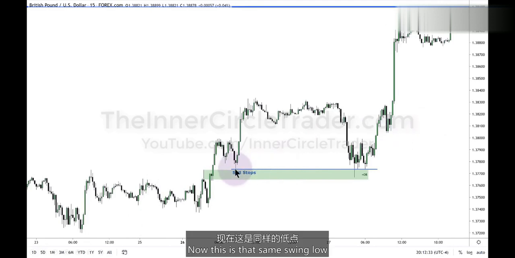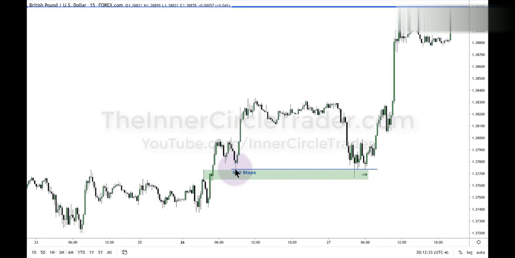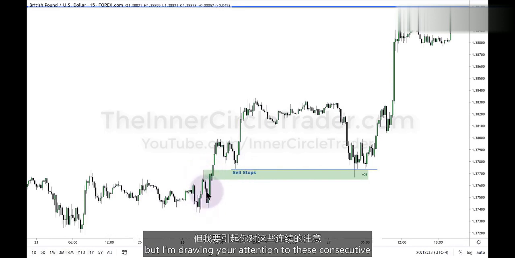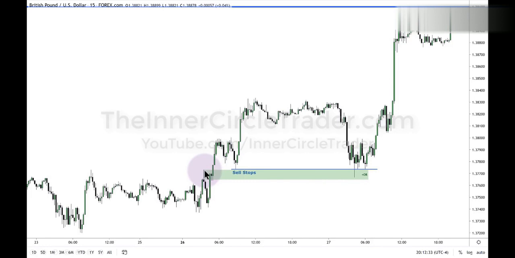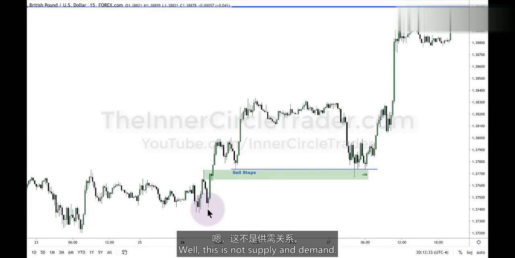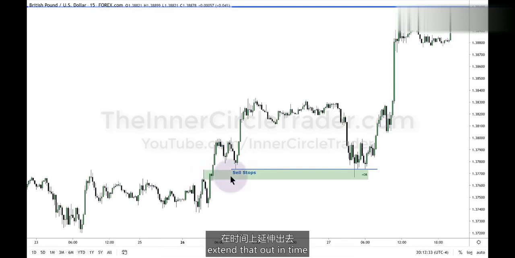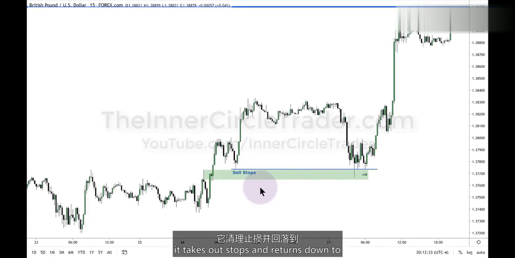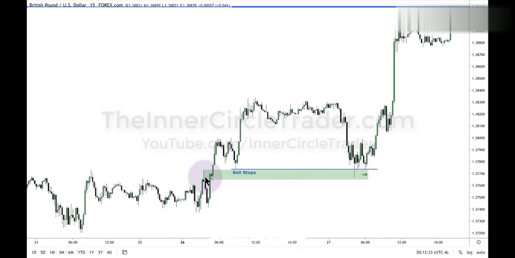Now this is that same swing low, zoomed in, but I'm drawing your attention to these consecutive down close candles because this is a bullish order block, the high to the opening price. Now why not the entire range like a supply and demand zone would be? Well, this is not supply and demand. So it's the high down to the opening price, extend that out in time, and the market drops down into that. That's a bullish order block, and it's taking out sell stops. So a high probability order block is when it takes out stops and returns down to the order block itself.